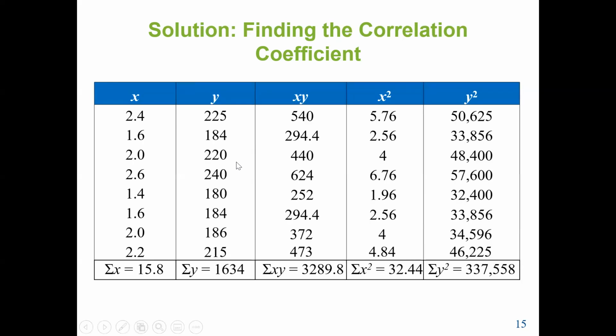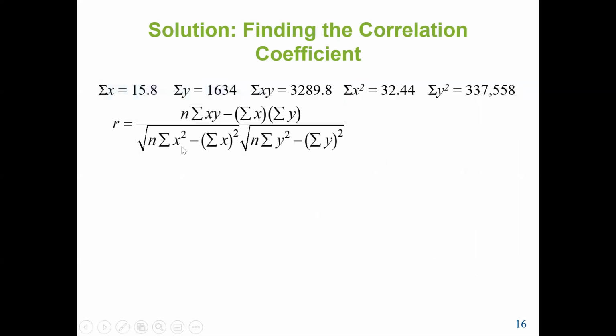If we look at it, since we have 8, 1, 2, 3, 4, 5, 6, 7, 8. Yeah, we have 8. So n will be our 8. We also find the sum of xy already, which was 3289.8. We also find the sum of x, which is 15.8. We find the sum of y, which is 1634.